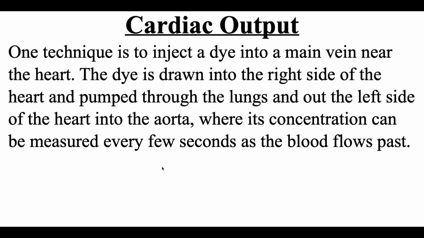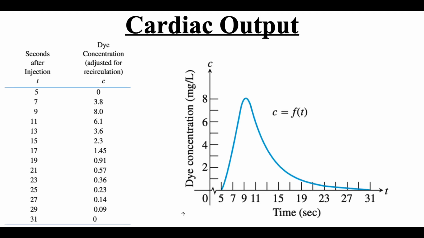One technique that doctors use is to inject some sort of dye into a main vein near the heart. The dye gets drawn into the right side of the heart, it's pumped through the lungs, and then out the left side of the heart into the aorta, where its concentration can be measured every few seconds as the blood flows past.